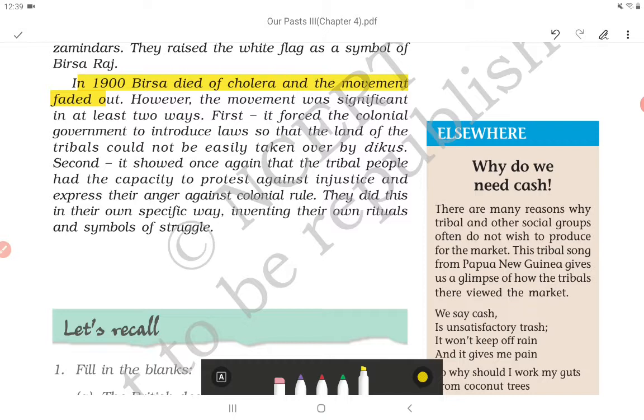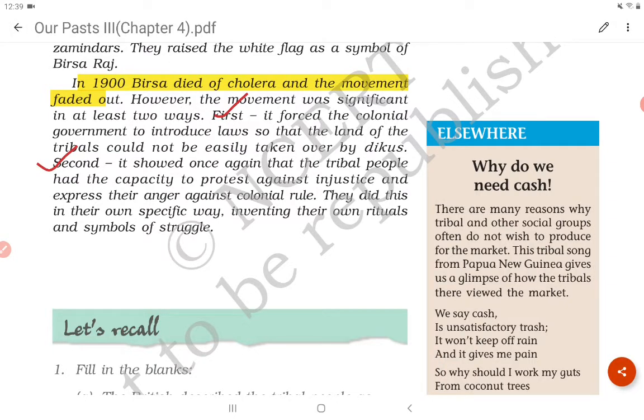However, the movement was significant in at least two ways. The first one, it forced the colonial government to introduce laws so that the land of the tribals could not be easily taken over by Dikkus. And the second one, it showed once again that the tribal people had the capacity to protest against injustice and express their anger against colonial rule. They did this in their own specific way, inventing their own rituals and symbols of struggle.